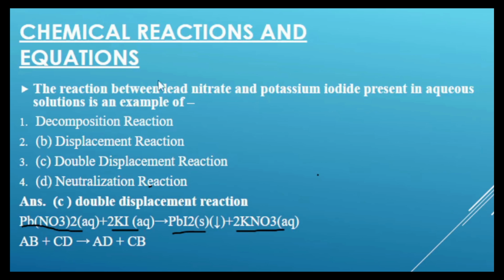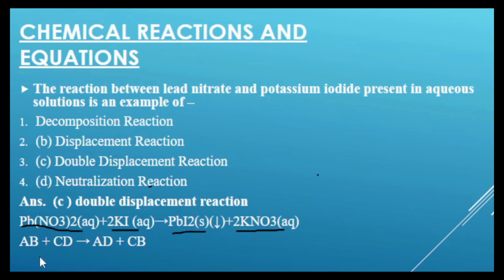Alright, so the first question from chemical reactions and equations is: the reaction between lead nitrate and potassium iodide present in aqueous solution is an example of. Okay, so here I have written the reaction. You can see Pb(NO3)2, that is lead nitrate, plus potassium iodide will give us lead iodide plus potassium nitrate.